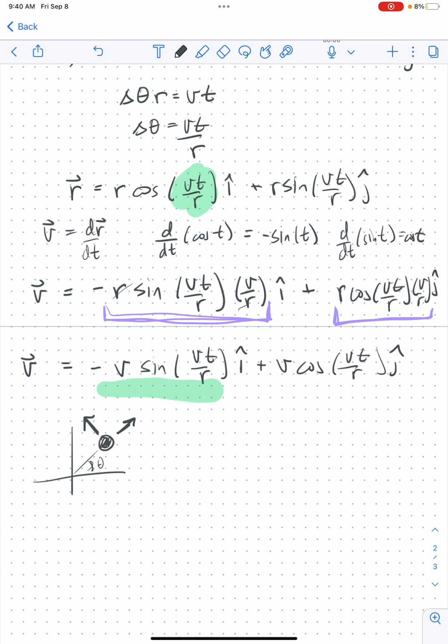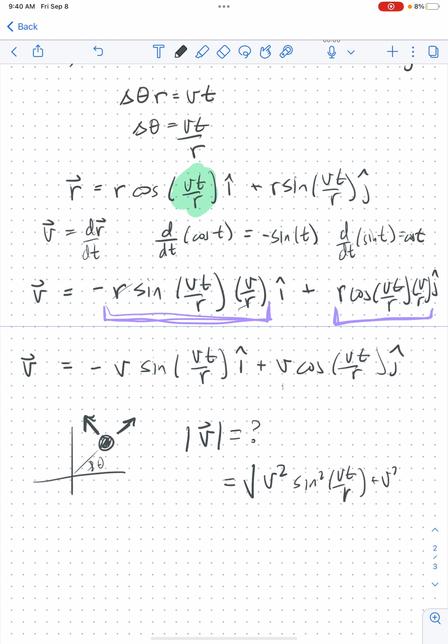And the y component is positive, which again makes sense. It's going upwards in our picture. And we can also notice that the sines and cosines are flipped because the velocity vector should be perpendicular to our position vector, which does indeed make sense. We can also check what is the magnitude of v, right? And that's going to be the square root of v squared sine squared vt over r plus v squared cos squared vt over r. Sine squared plus cos squared is 1, so this is just v. So sounds good. Everything seems to make sense so far.